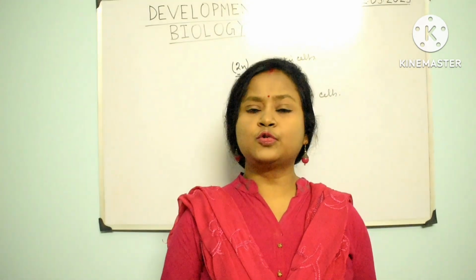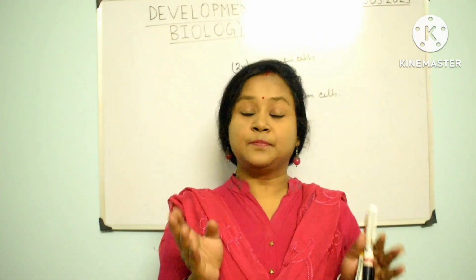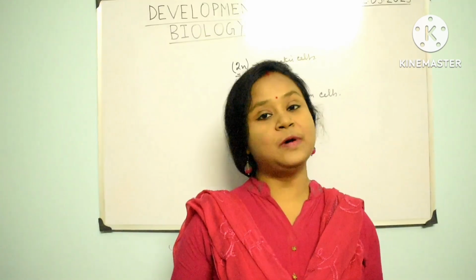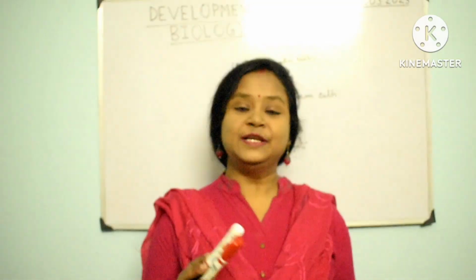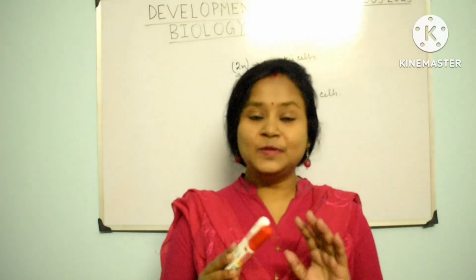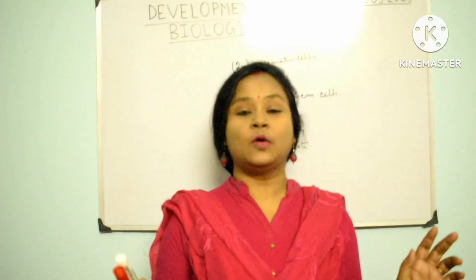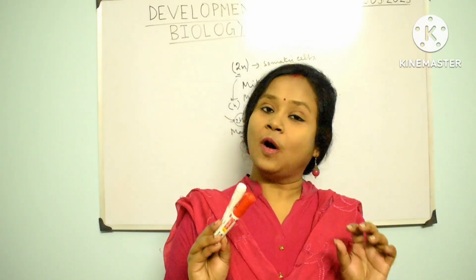The zygote, through different processes, cleavage, blastulation, gastrulation and organogenesis, can give rise to a new but similar individual like the parents, and this whole developmental process is known as ontogeny.